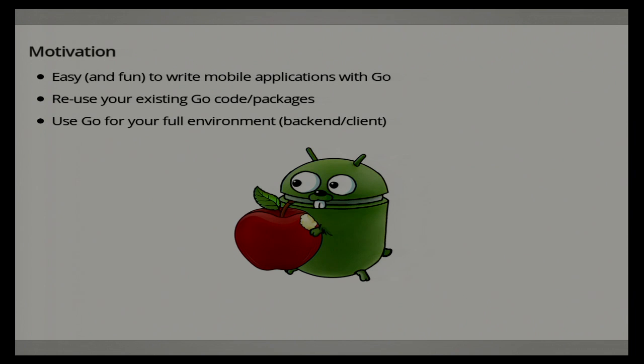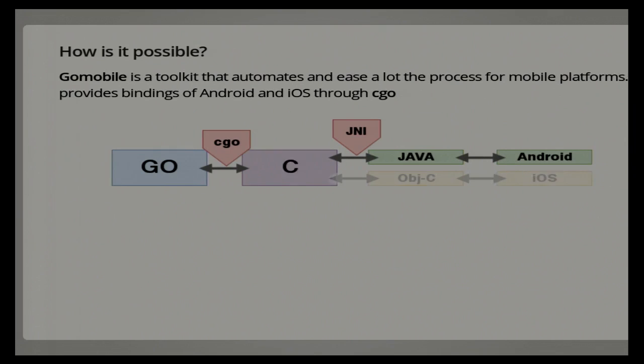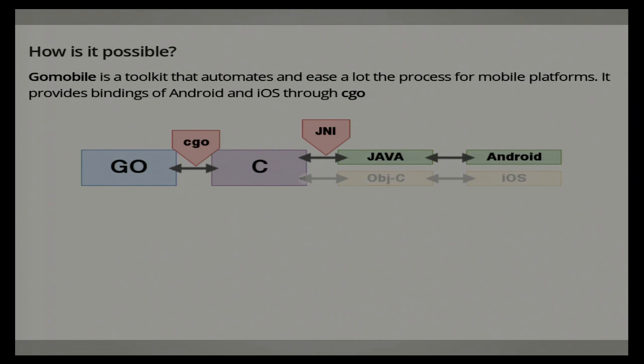Like the backend maybe be on Go, and now also your client. So your team could be only Go developers. You don't need to hire Java or iOS developers. They should have known this all along. How is this possible? Well, this is a very interesting topic.